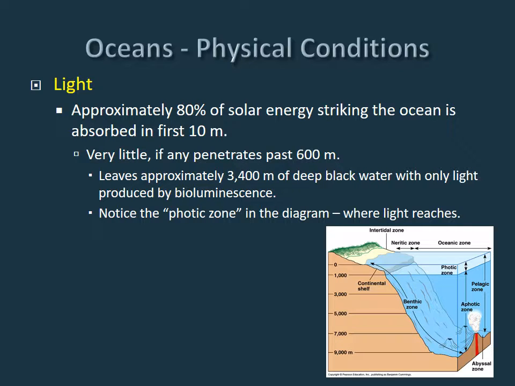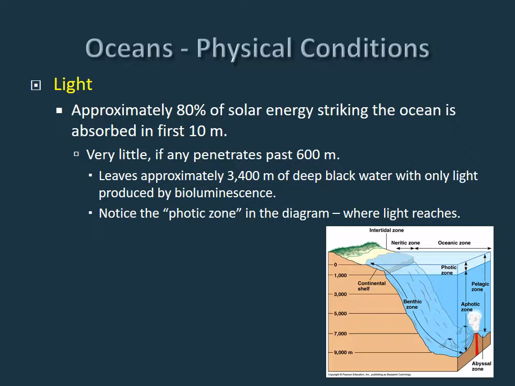Now, light only reaches down a certain depth in the ocean, and approximately 80% of the solar energy striking the ocean is absorbed in the first 10 meters. Very little, if any, light penetrates past 600 meters. So that leaves approximately 3,400 meters of deep black water. If you look at the average depth of the Pacific or most of the oceans being close to 4,000 meters, about 3,400 meters in any given ocean is, on average, deep black water, and the only light there would be from bioluminescence, so organisms giving off light themselves, but not from sunlight.